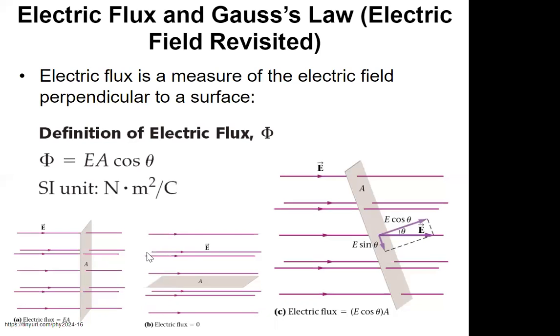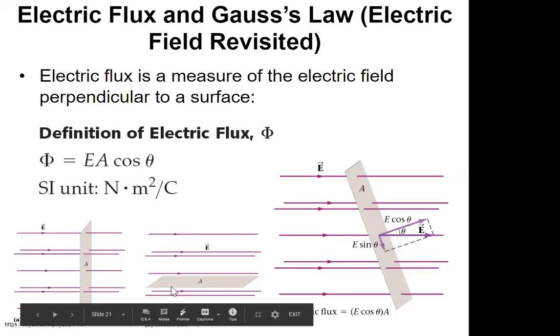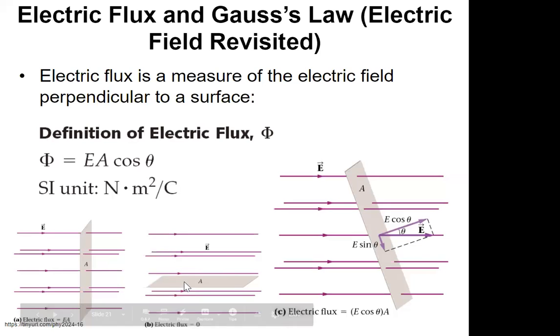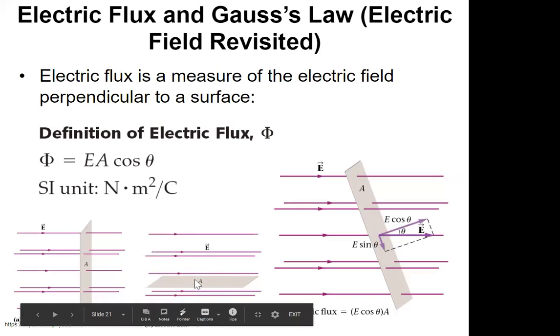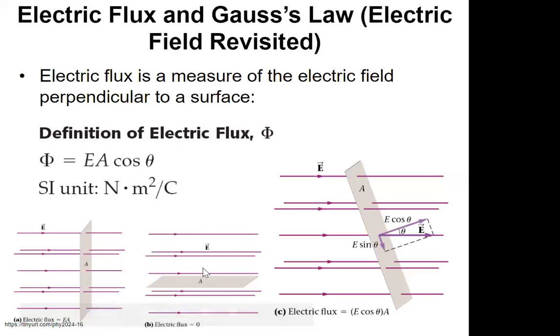Now, in this second scenario, if you have the electric field parallel to your surface, then the normal direction and the electric field have an angle of 90 degrees. They are perpendicular to each other. The normal direction is in the vertical direction and the electric field is in the horizontal direction, so theta is equal to 90 degrees. Cosine of 90 degrees is 0, so the electric flux is 0. Basically, you don't see any electric field going through the surface there, because they are perpendicular to each other.